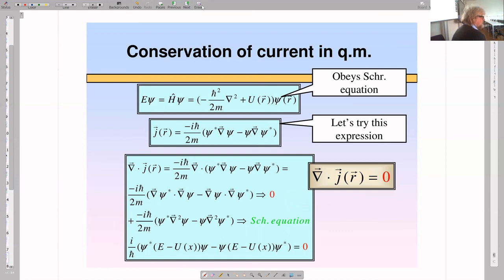First of all, let me talk about conservation of current in quantum mechanics. There is a good criterion to understand whether your quantum mechanical book, your textbook, was good or not, because there are many books in quantum mechanics of different quality.